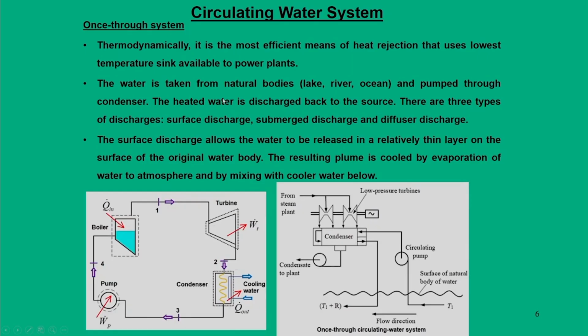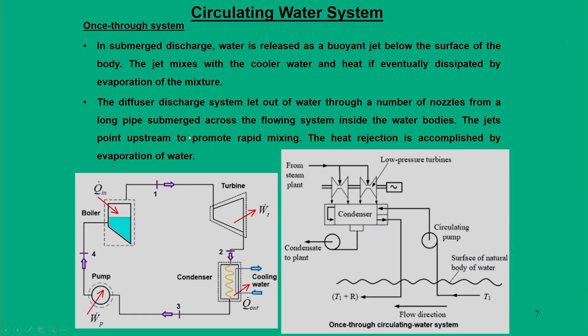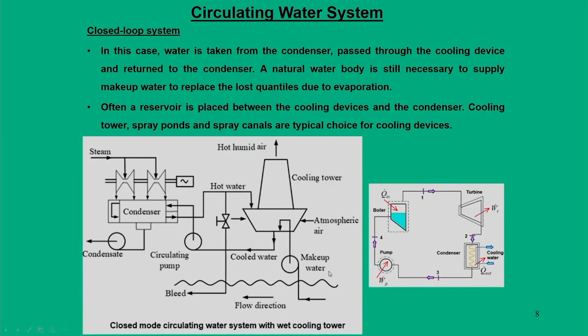When you take the once through system, the discharge may be to a lake, river or ocean, and this discharge can be a surface discharge, submerged discharge or diffuser type of discharge. There are various advantages and disadvantages of the various methods, but the most effective way is the diffuser discharge system, in which we let the water out in a controlled manner through nozzles operated in a long pipe, so that the ecological aspects of the water bodies remain unaffected.